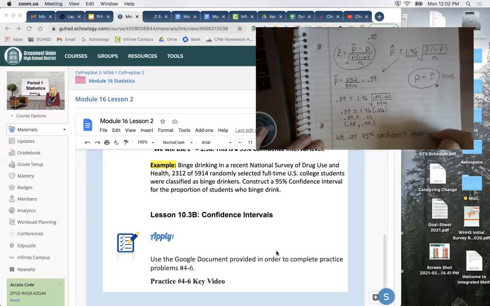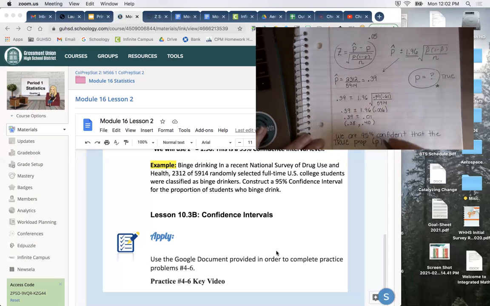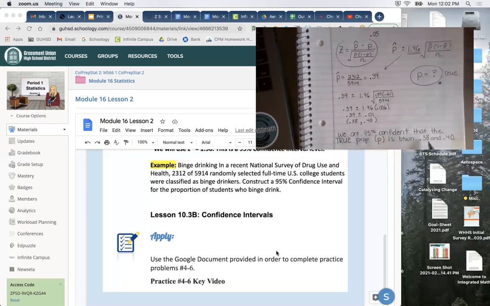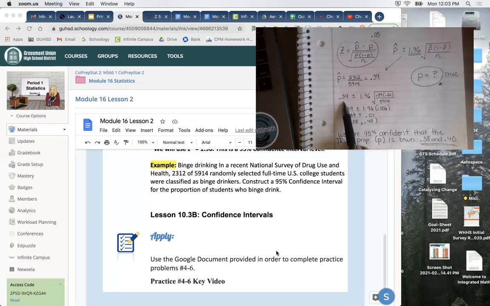What this will mean is that when I talk about it, we are 95% confident that the true proportion, which is p, not the p-hat, because we based it on our sample, is between 0.38 and 0.40. So between 38 and 40% of US college students are going to be classified as binge drinkers based on our sample of 39%. So that's how you do that example.